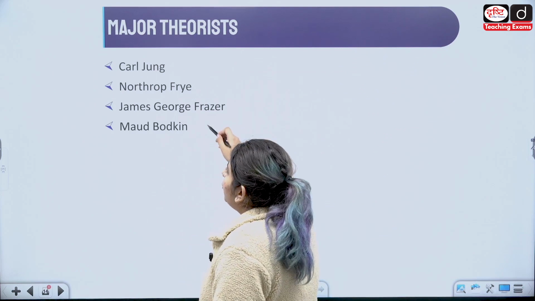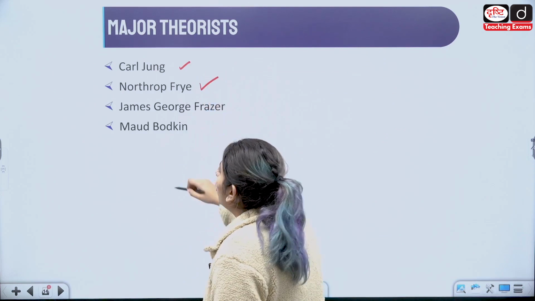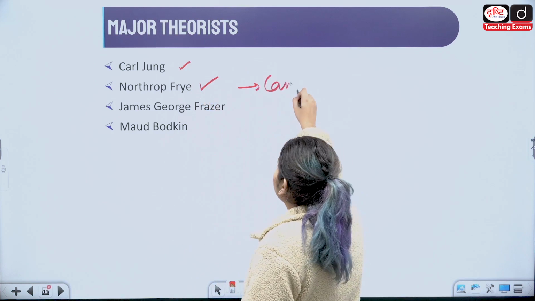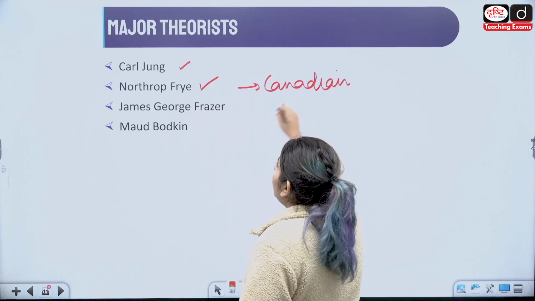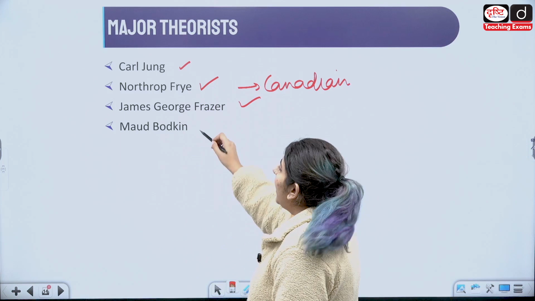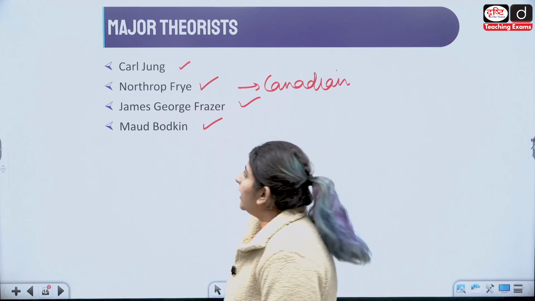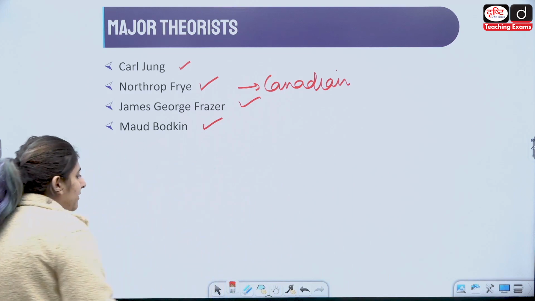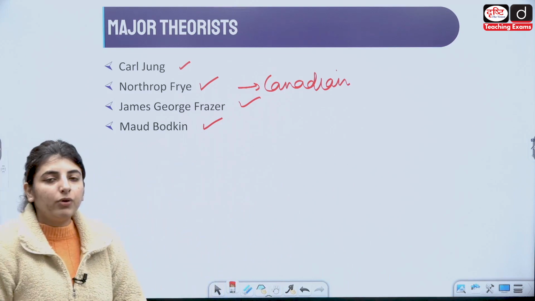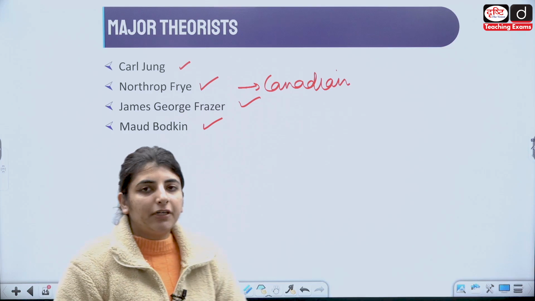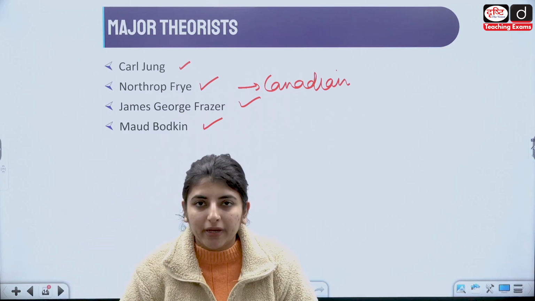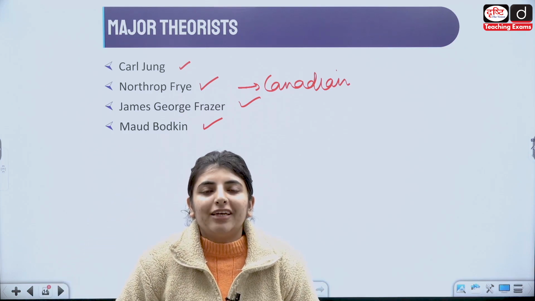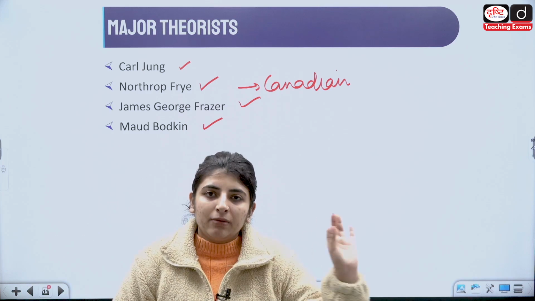So these are the major theorists. Carl Jung, Northrop Frye, he is a Canadian critic, right? J.G. Fraser and Maud Bodkin, right? So how are you supposed to proceed with them from now on? In this video I'm going to give you the names of the books of these particular writers in the chronological way. So please make sure that you are pausing the video right away when the books come.